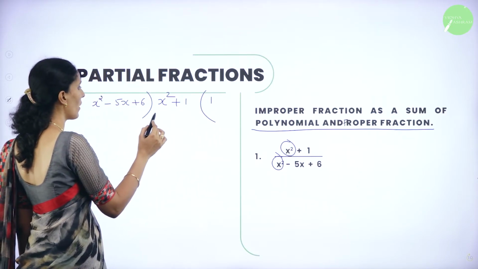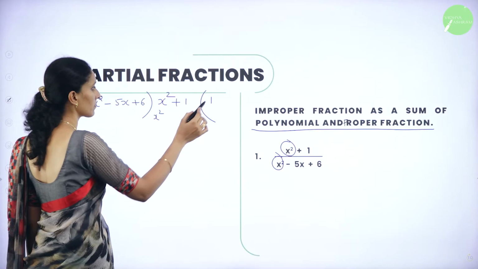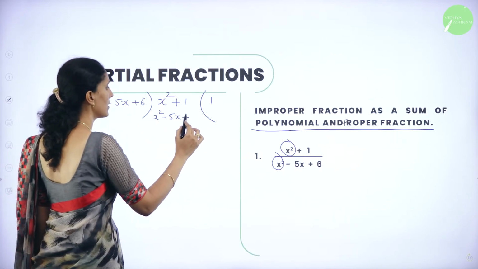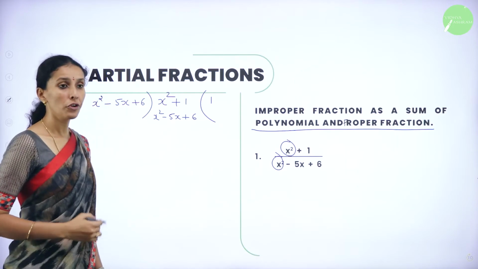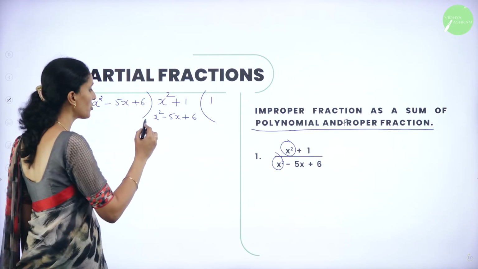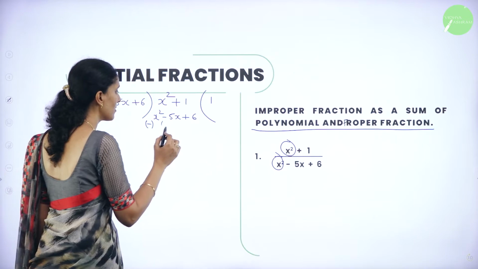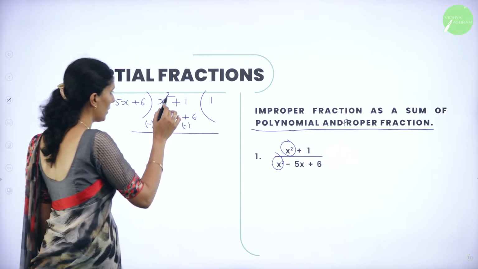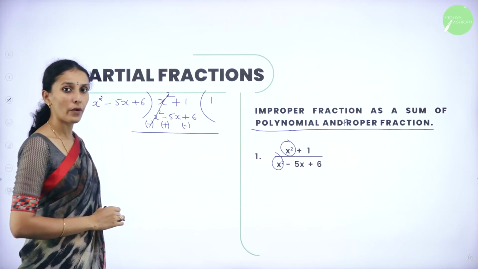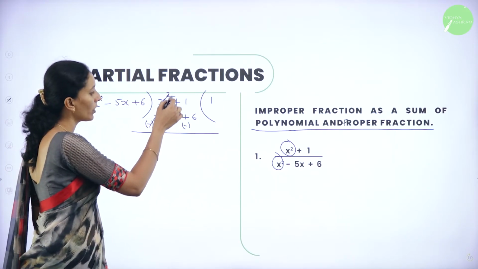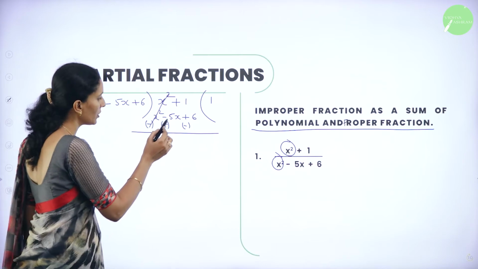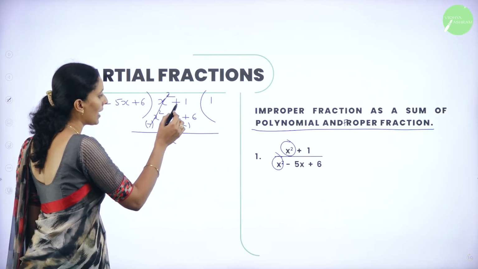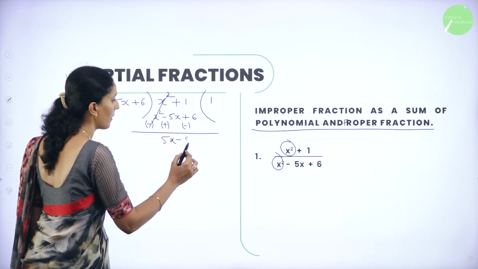So, 1 into x square is x square. 1 into 5x is 5x. 1 into 6 is 6. What you will do? You will subtract, so you should change the sign. Minus, plus, minus. Now, plus x square minus x square get cancelled. Here you don't have any x term. Here you have, but it is now 5x. So, 5x plus 1 minus 6 is minus 5.